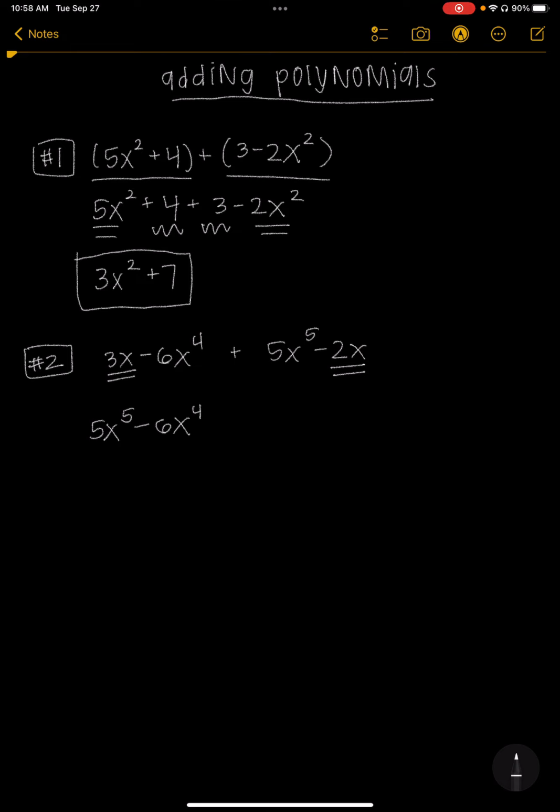And then the two like terms that we do have are the 3x and the negative 2x. So we're going to add those together. 3 minus 2, or 3 plus negative 2, is a 1. So I can say plus 1x. And the reason why I put the x on there is because the 3 and the 2 had x. So we just kind of have to keep that same variable and exponent. And this is my answer in standard form.